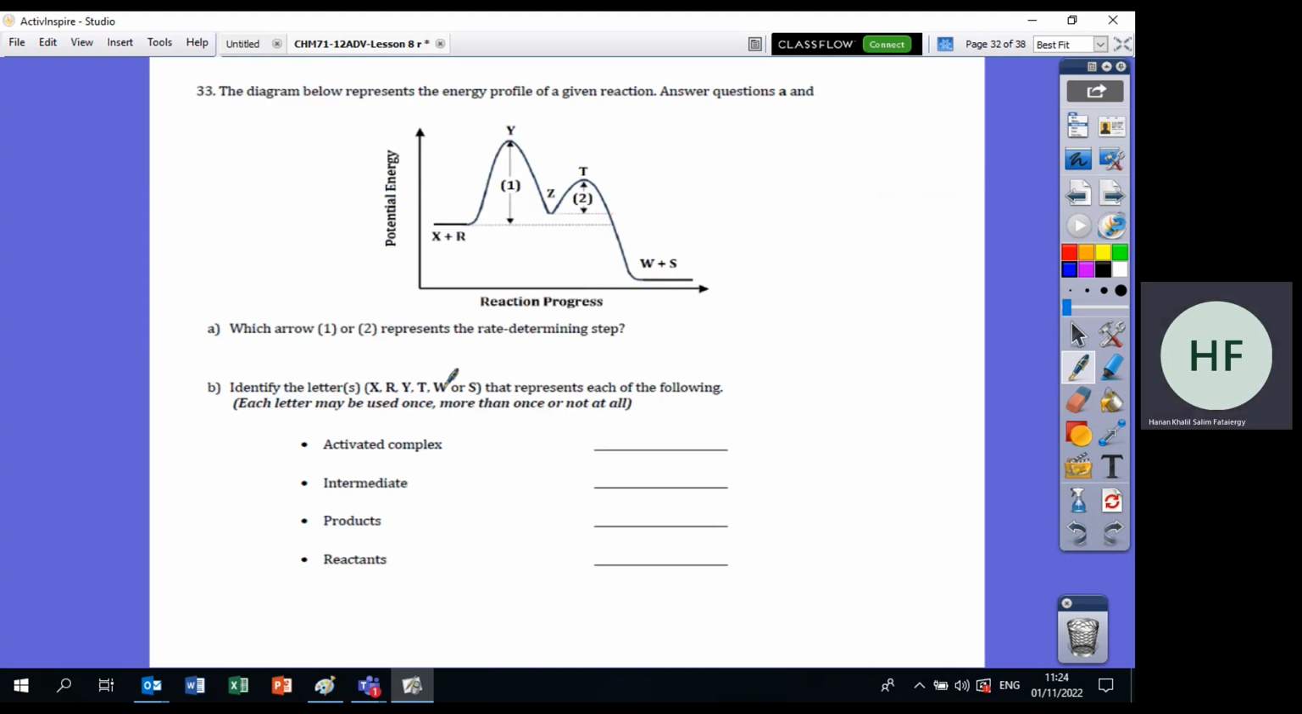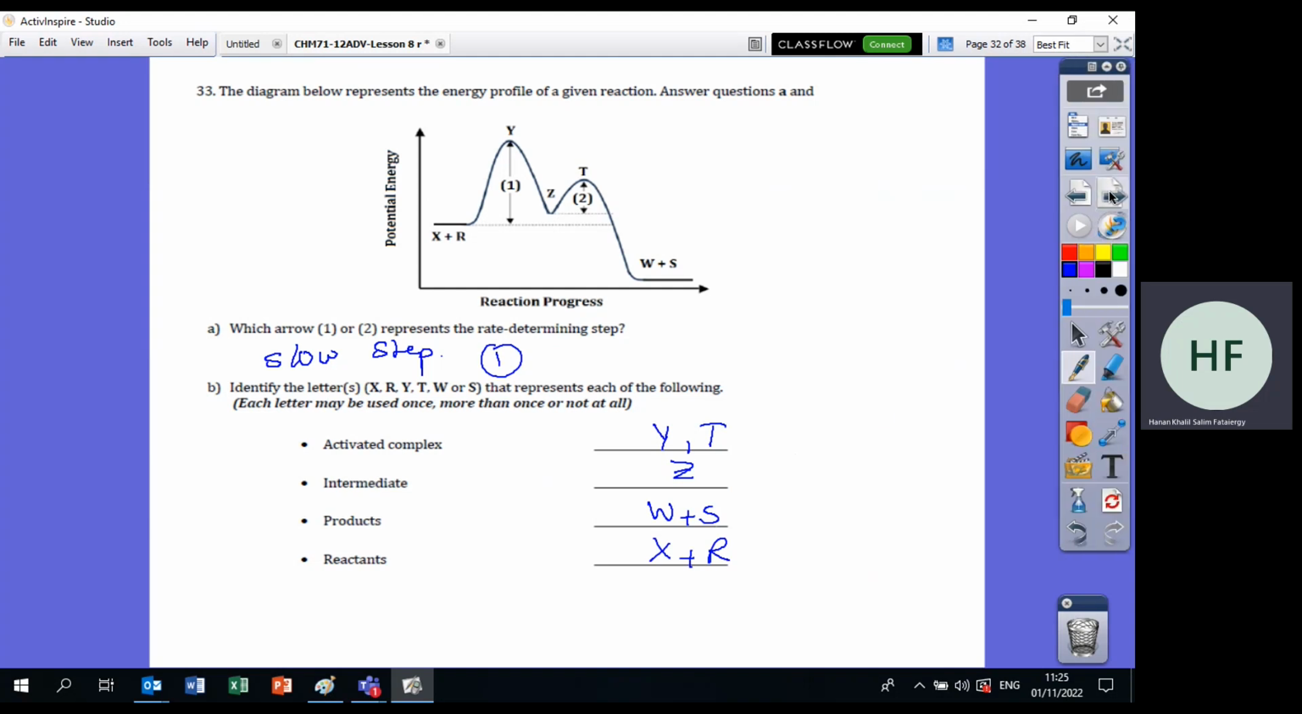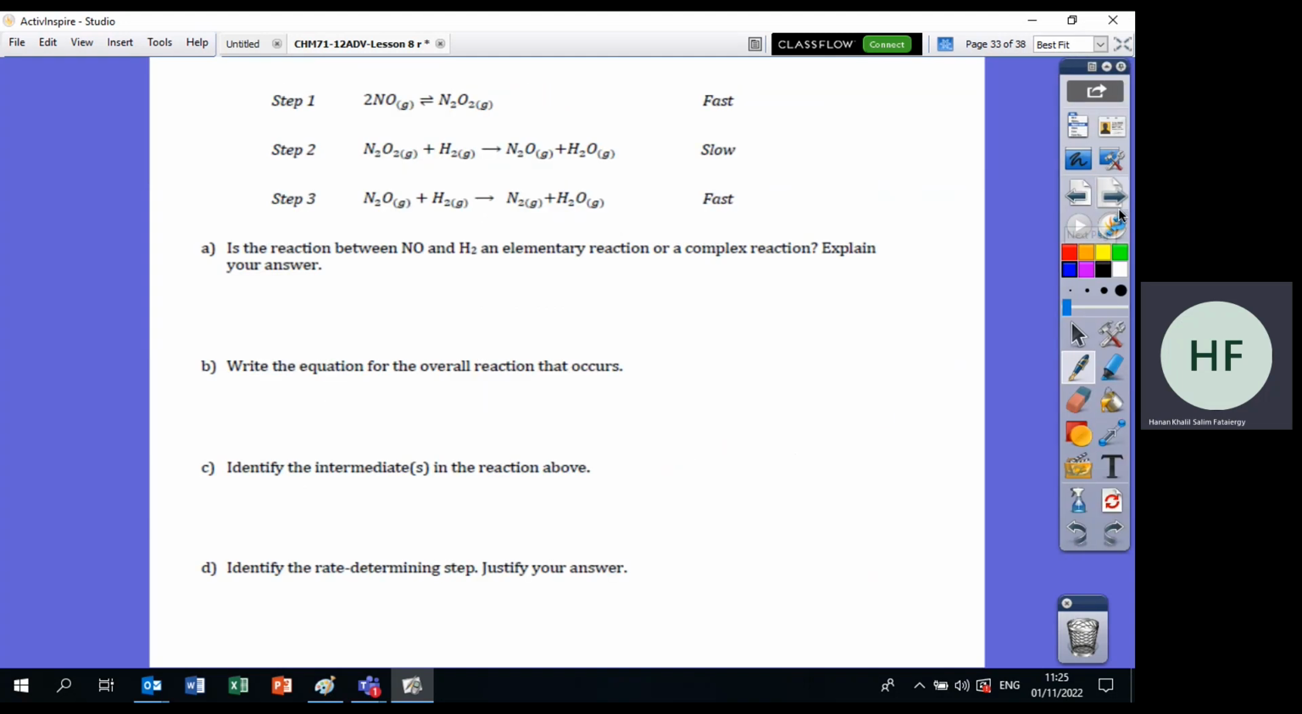Okay, now this question is, which arrow represents the rate determining step? The rate determining step is the slow step, which is slower, so number 1. Now the activated complex is Y and T, the intermediate is Z, the products W plus S, the reactants X plus R. Please pause the video and answer by yourselves.